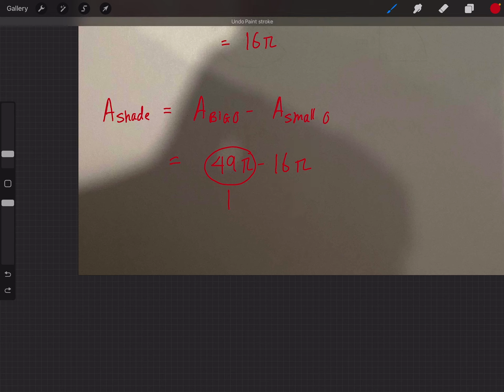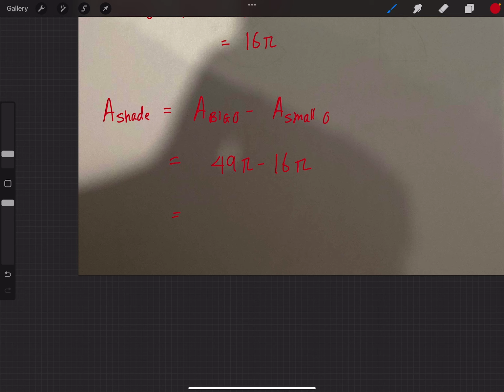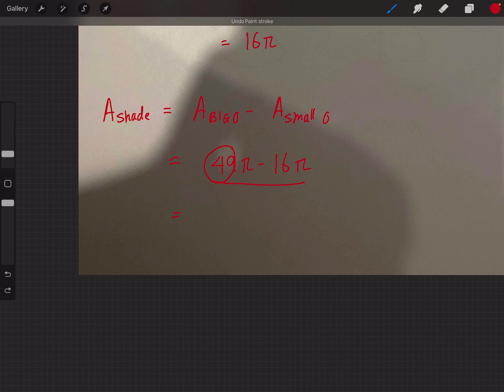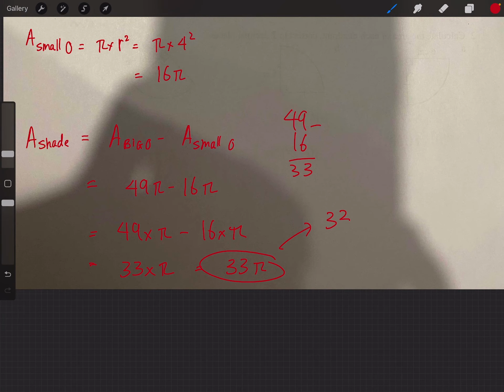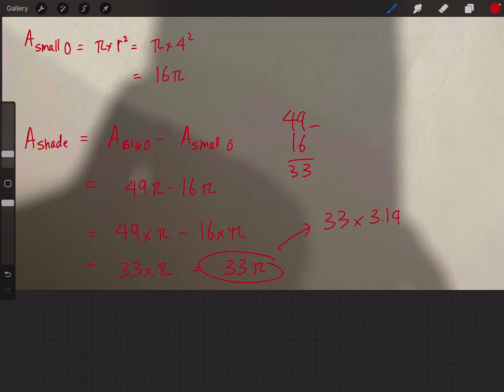But in actuality, when you understand it well, you will know that you can actually subtract the numbers. Okay, so it's like a quick method. It's like saying 49 times pi take away 16 times pi. They both multiply to pi, so therefore we just take 49 take away 16. What's 49 take away 16? Let me work it out. So 9 take away 6 is equal to 3. This will be 33. So this will be 33 times pi, or you could say that's 33 pi. So for this one, just use your calculator, do 33 times 3.14 and get the answer.